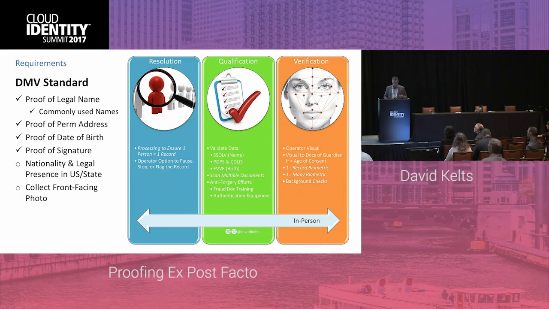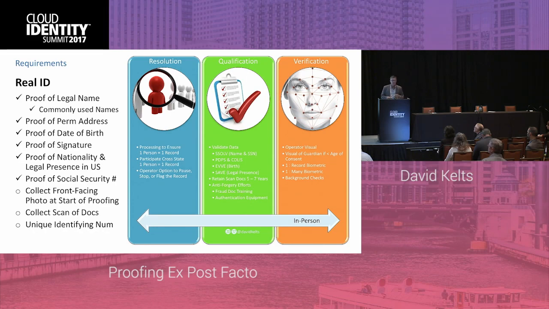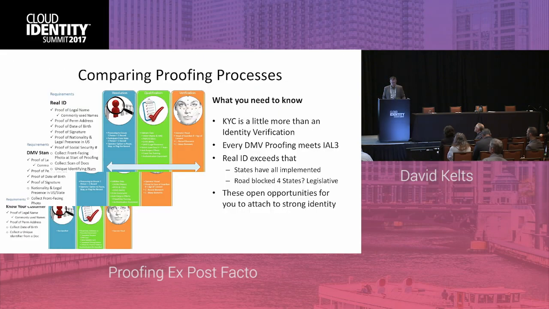So this is sort of a standard of what the DMV has done, and then they've evolved over the last several years to Real ID, which added some additional requirements from the outside on the attributes such as nationality and legal presence in the US, proof of a social security number, and validating those things with services like SAVE for foreign residents. Added as well additional processing to ensure that you've got one person for this one record. So now you've got additional requirements in each of those areas.